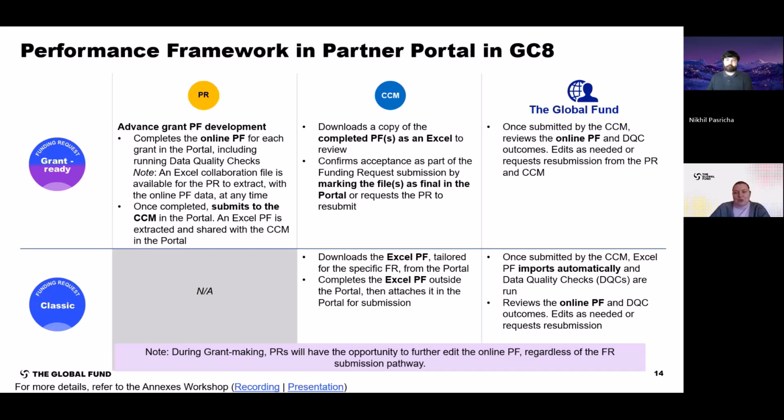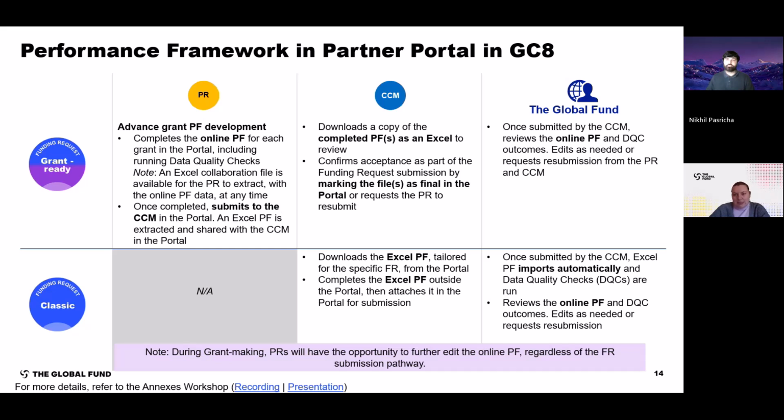When it comes to the submission pathway of the classic funding request, the CCMs will be expected to download the forms that will be made available for them in the partner portal. One of them is the Excel performance framework, and this Excel performance framework will be specifically tailored to the funding request. So all the required information in relation to the funding request will be already captured there. As a next step, the CCM will download the Excel and complete the Excel PF form outside of the portal in consultation with the in-country stakeholders.